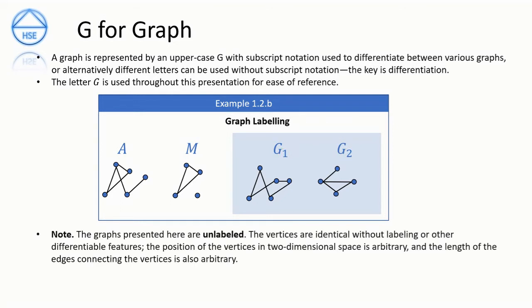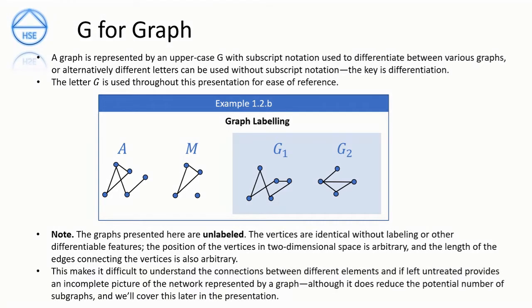Note, the graphs presented here are also unlabeled. The vertices are identical without labeling or other differentiable features. The position of the vertices in two-dimensional space is arbitrary, and the length of edges connecting the vertices is also arbitrary. This makes it difficult to understand the connections between different elements, and if left untreated, provides an incomplete picture of the network represented by a graph. That said, it does reduce the potential number of subgraphs, but we'll cover this in another presentation.